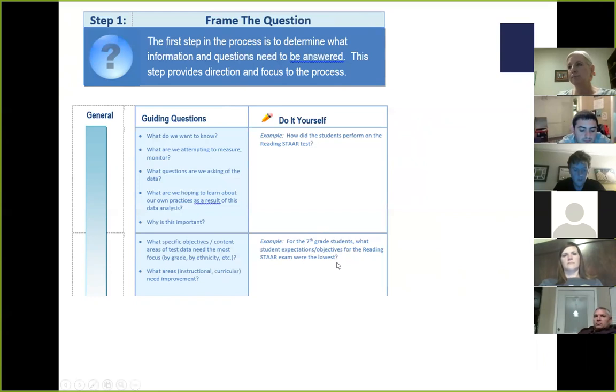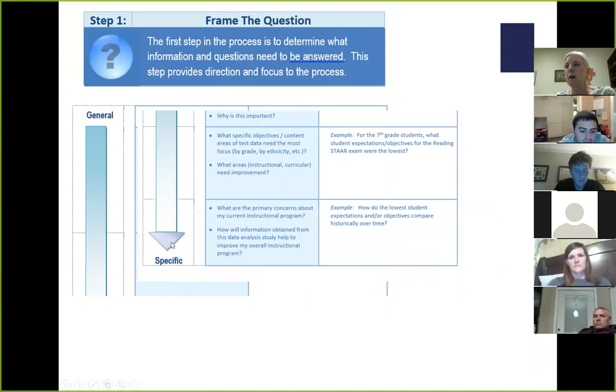And I will tell you, when they release those sample questions or old test versions or whatever, it is very hard to do data analysis if you do not have the actual test questions with you. Because again, until you know how a question was asked, what the frame of reference was for the student, etc., it's very difficult to get to these. But if you continue moving along that continuum, remember I said it goes from general to more and more specific, you also have to know why this is important. Then breaking it down even more, what specific objectives or content areas of test data need the most focus?